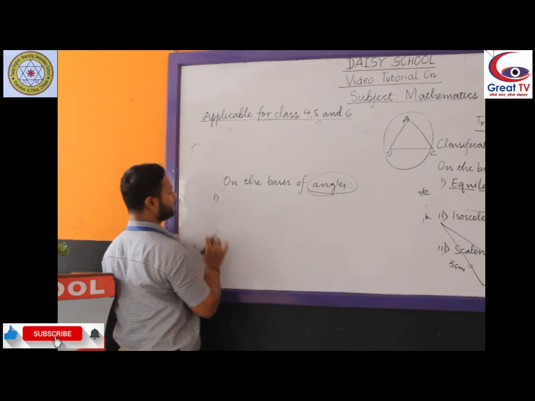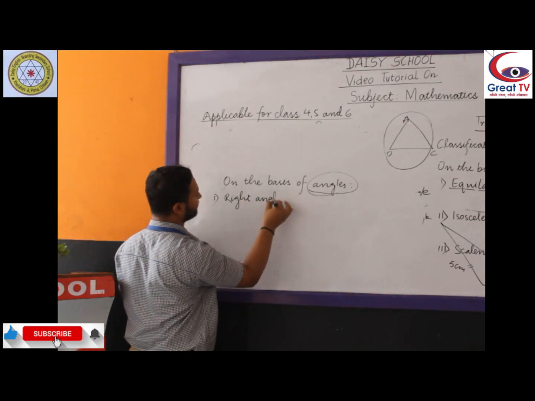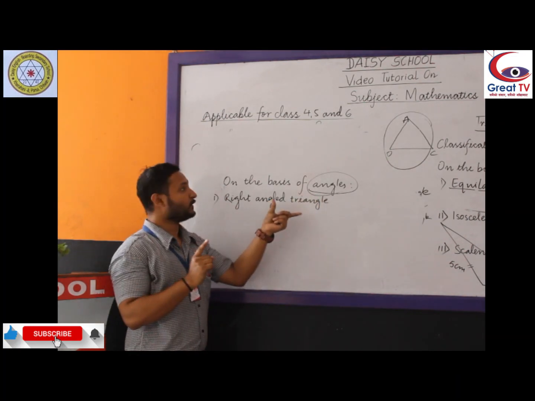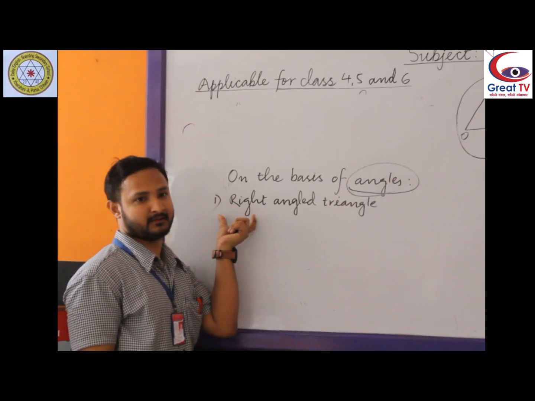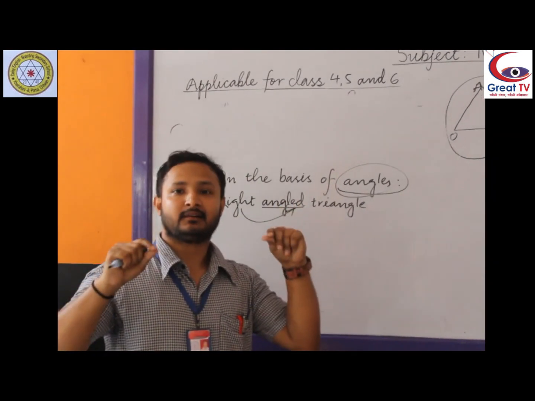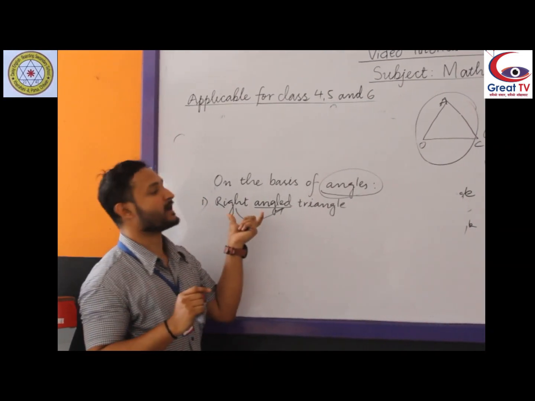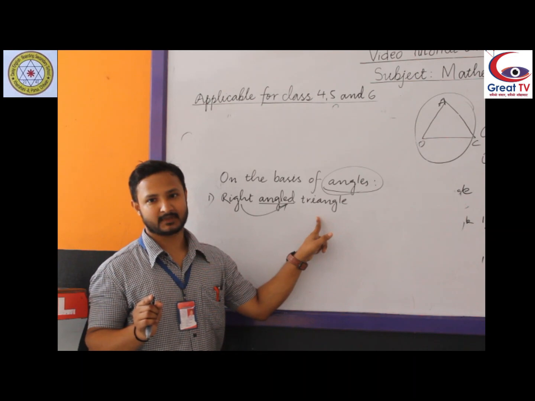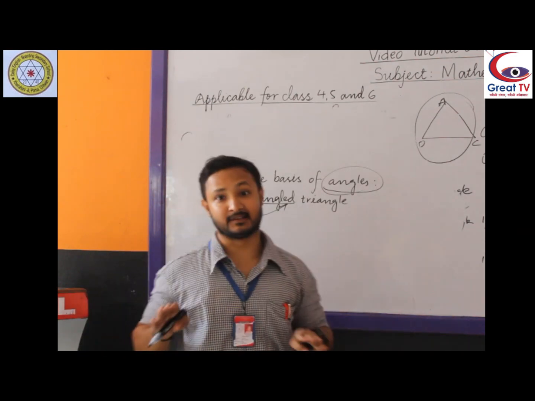The first one is right angled triangle. Look here, right angle. A few moments ago, we have studied about right angle. And here is a right angle. The triangle which has one right angle, that triangle is called a right angled triangle. It means the other two angles are less than 90 degrees.